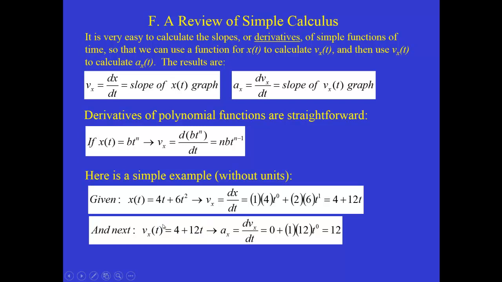The slope of a constant function is 0, right? The second term, 12t to the first power, well, the 1 comes down in front, multiplies by 12 times t to the 0, so the acceleration turns out to simply be 12. Again, I'm not worrying about the units involved in this problem. Notice here that this turned out to be a situation where the acceleration, after we calculated it, was a constant.